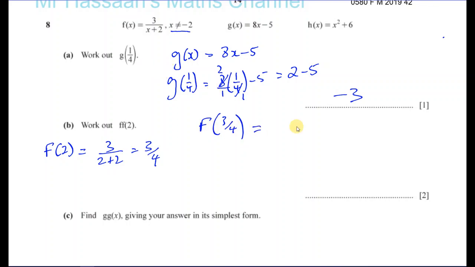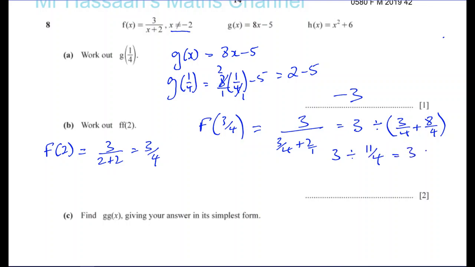back into the original function. So you have 3 divided by 3 over 4 plus 2. You can write it like this if you want. Remember the fraction bar is like a bracket. So 3/4 plus 2 is like 3/4 plus 2 over 1. If you want to make it into an equivalent fraction with 4 as a denominator, it would be 8 over 4. So you have 3 divided by 3 plus 8 is 11, 11 over 4, which is the same as 3 times 4 over 11, which gives you 12 over 11.